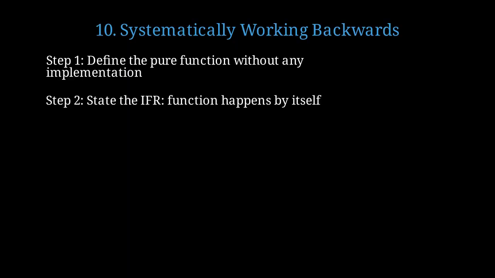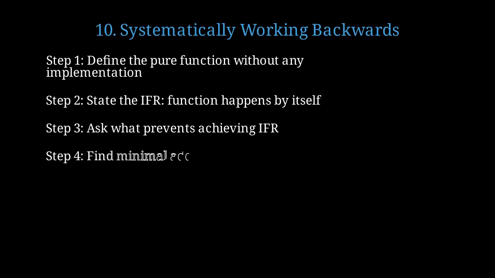The function happens by itself, with no system. Step 3. Identify exactly what physical or practical barriers prevent achieving the IFR. Step 4. Find the minimal additions or modifications that overcome those barriers while staying as close to ideal as possible.